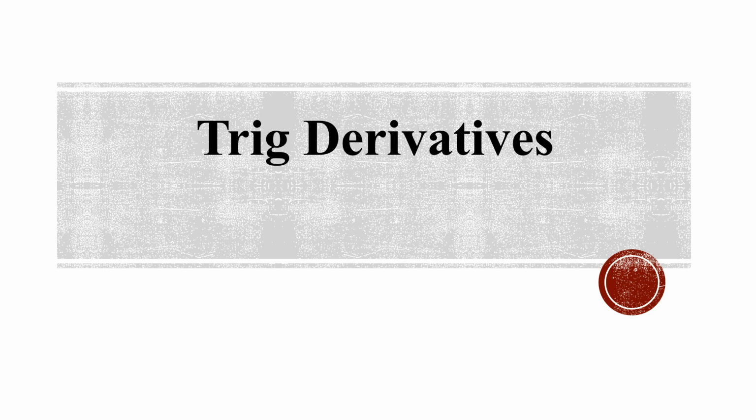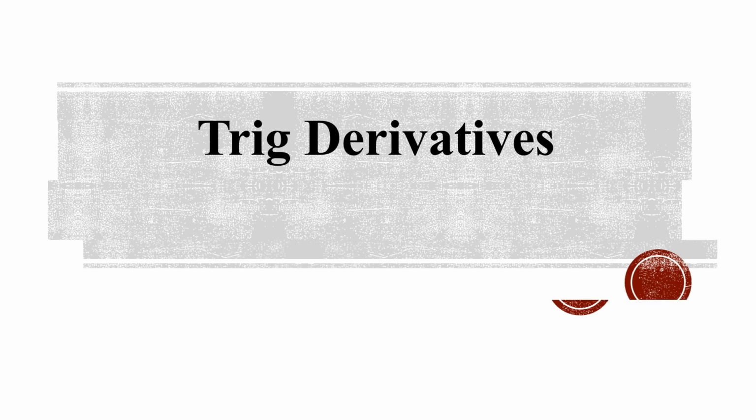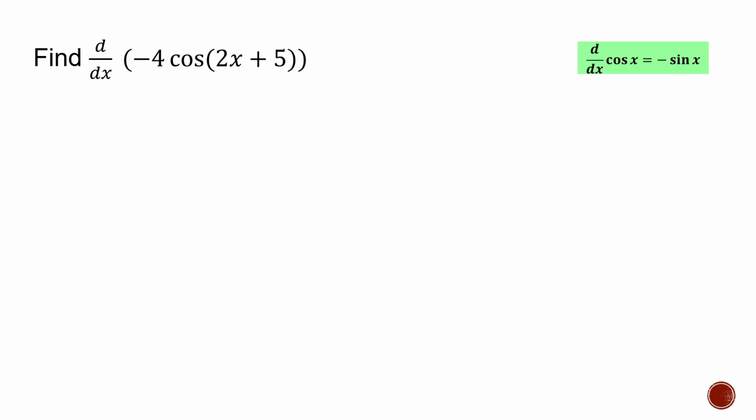I have 6 examples here for you, so let's go straight to the first example. Here we need to find the derivative of negative 4 cosine 2x plus 5. And as you can see on the upper right side of your screen, the derivative of cosine x is given, and that's negative sine x. We will use that. And of course, aside from that, we will also use the chain rule.